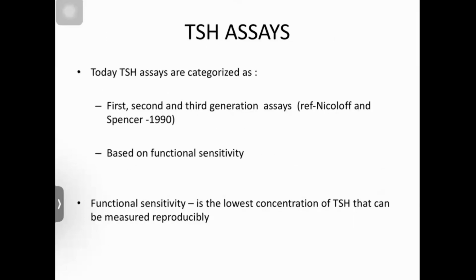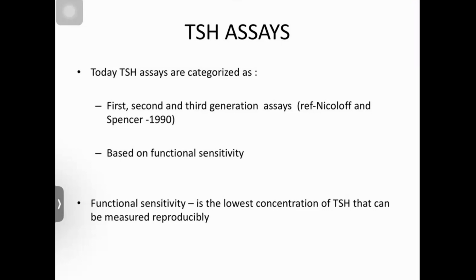However, today's TSH assays are now categorized as first, second, and third generation assays. This is with reference to Nikolov and Spencer's 1990 publication. And this categorization between first, second, and third is based on functional sensitivity: how sensitive these tests are in measuring the lowest concentration of TSH in the patient's blood. So that's how we actually categorize the first, second, and third.